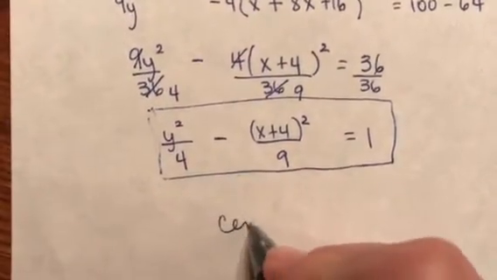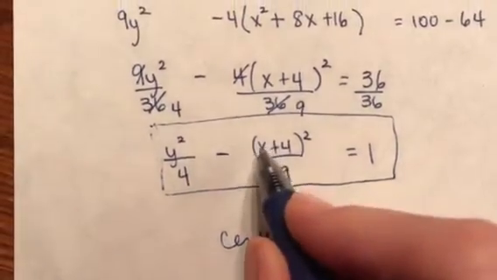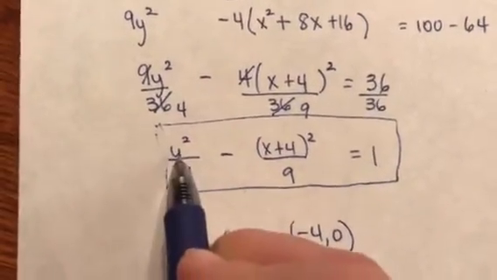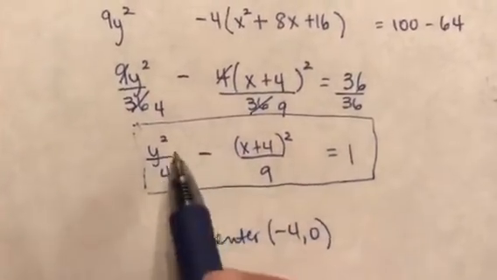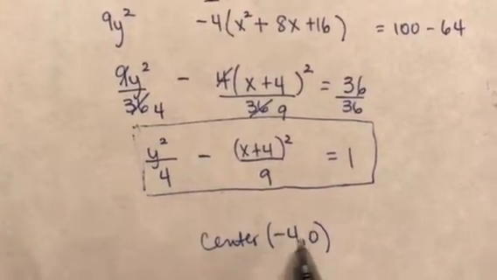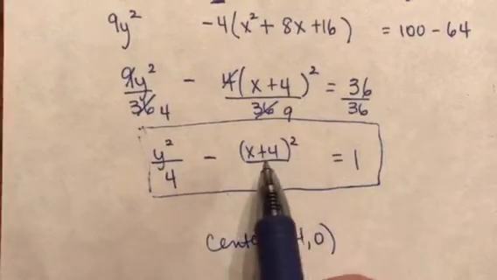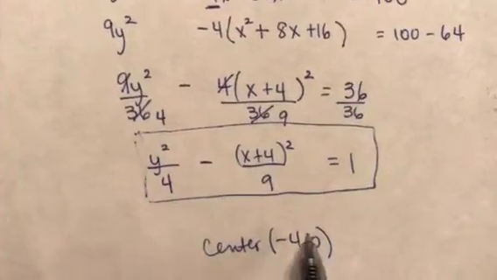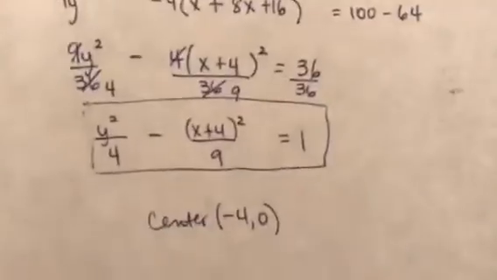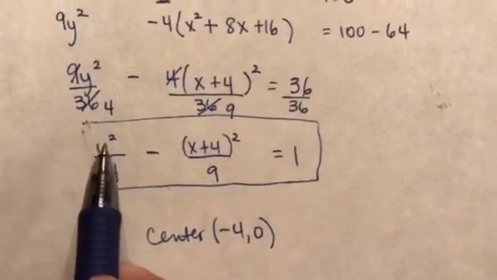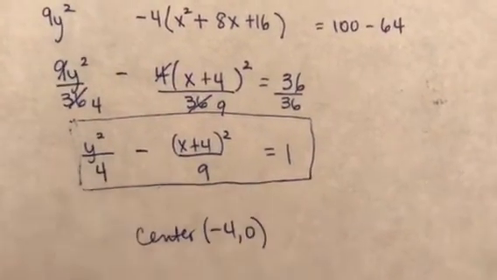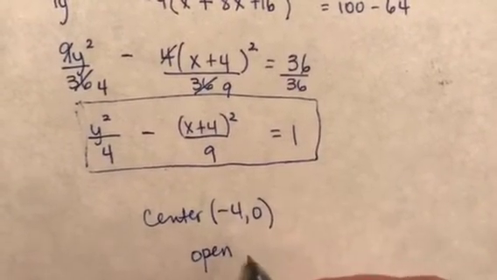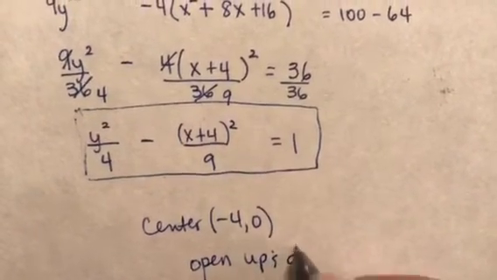My center of my hyperbola, I can see, would be negative 4, 0, because remember, it's what makes the numerator 0. Be really careful. A lot of people will get these switched, but remember, this is an ordered pair, and your x always comes first. So find the value for the x that makes it 0, and then the y. All right. If I was going to graph this, because the y comes first, it's going to open up or down. So I ask you that as well. It's going to open up and down.